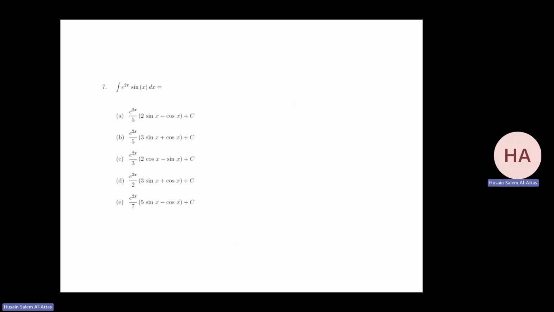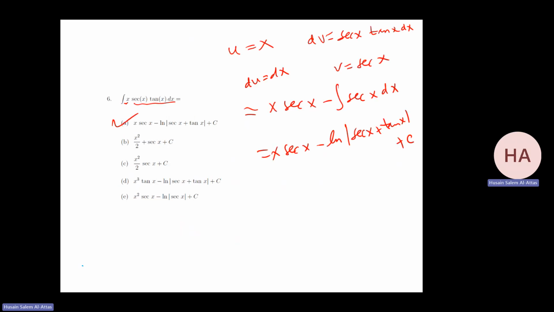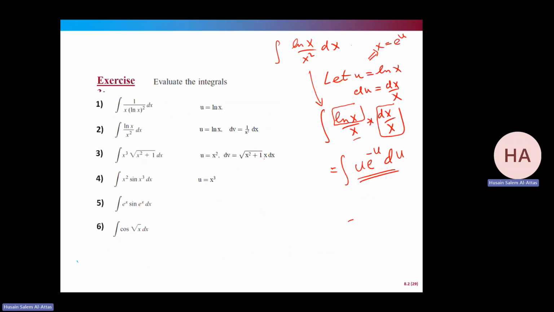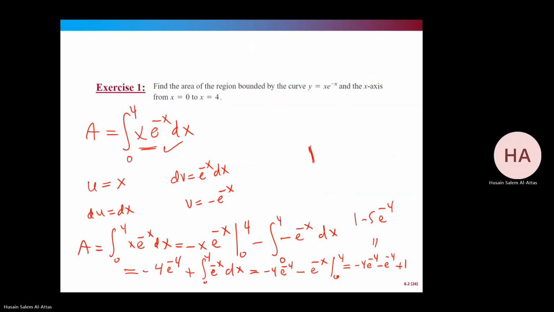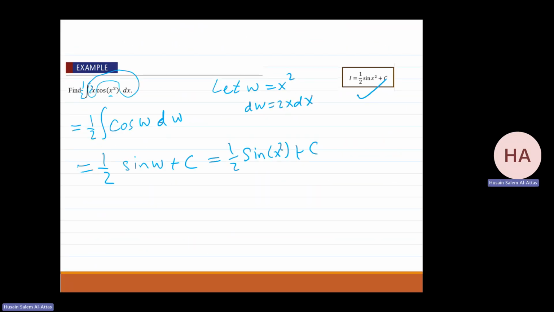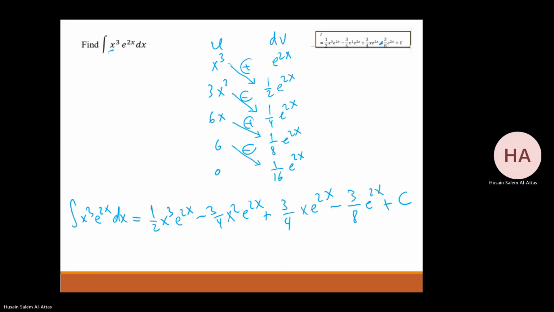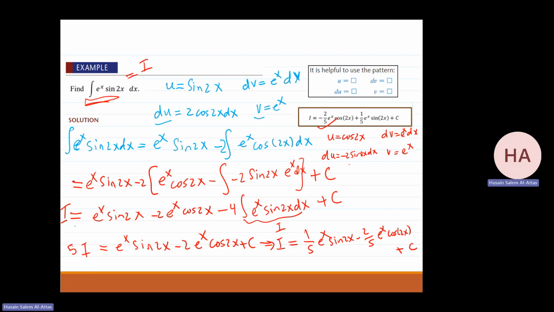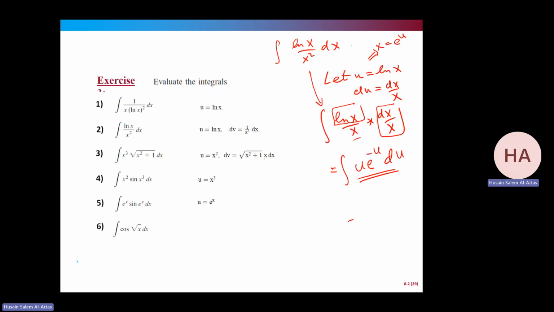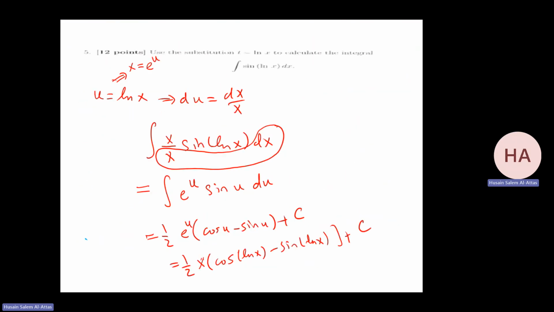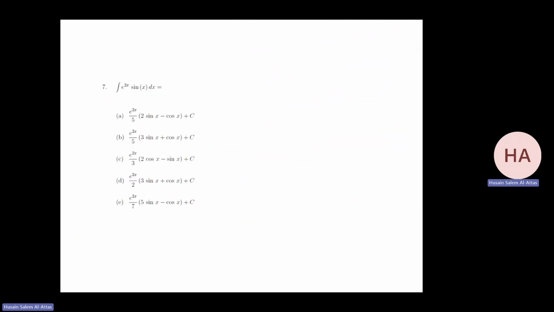Next: e to the power 2x times sine x. This is with the I idea. The exponential would start with the trig, sine or cosine only, and it needs the I idea. Okay, so let me do it.